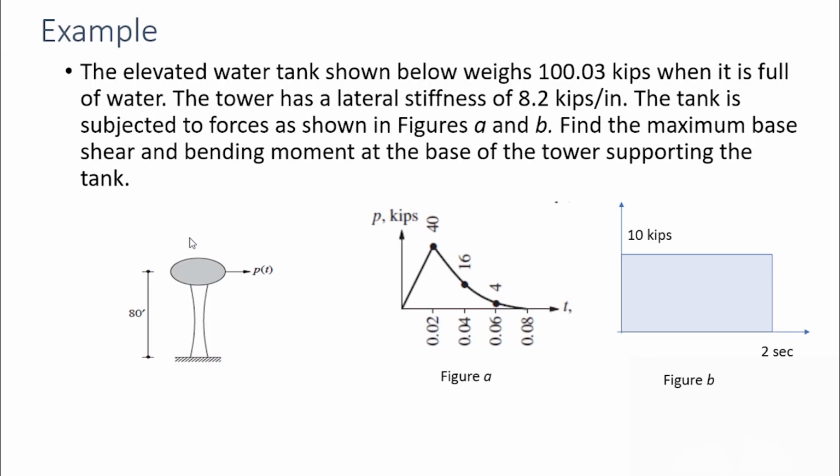We have an elevated water tank. This is the same water tank we considered earlier. The weight and the stiffness of this system are given. The weight is 100.03 kips and the stiffness of the supporting system is 8.2 kips per inch.